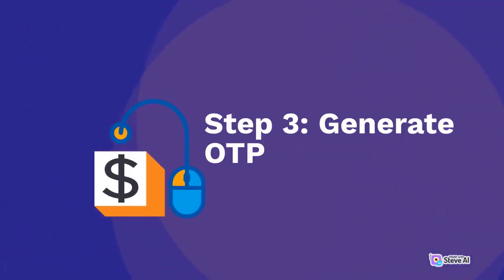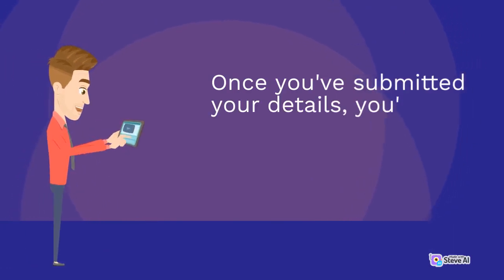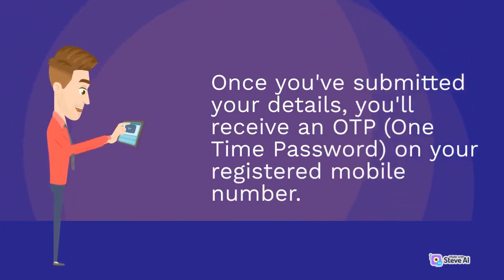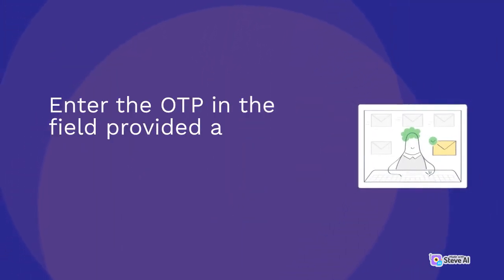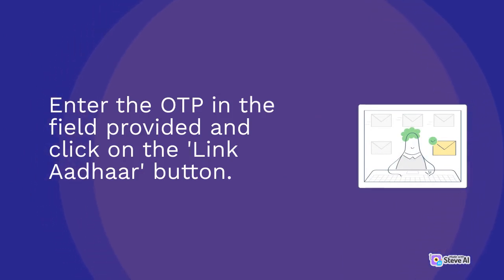Step 3. Generate OTP. Once you've submitted your details, you'll receive an OTP, one-time password, on your registered mobile number. Enter the OTP in the field provided and click on the Link Aadhaar button.